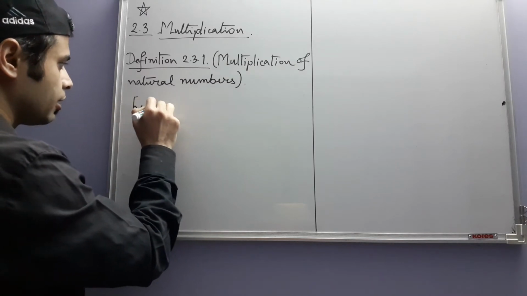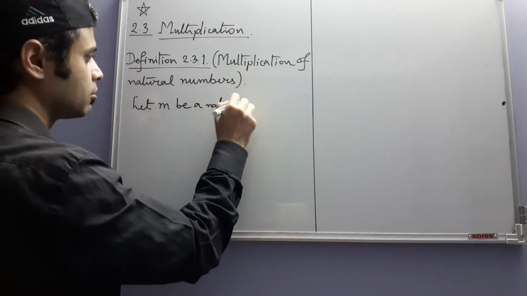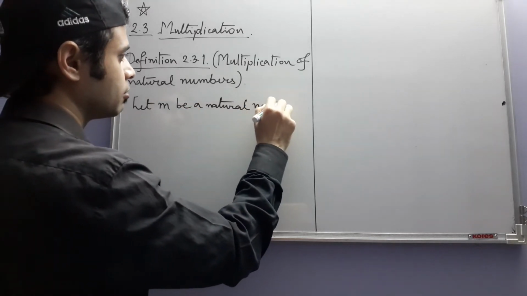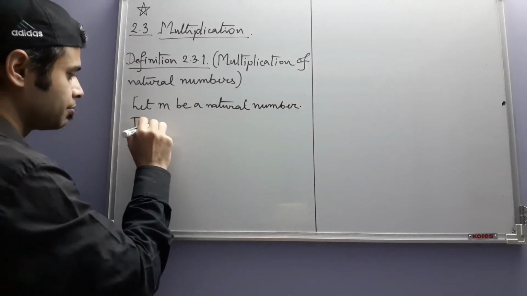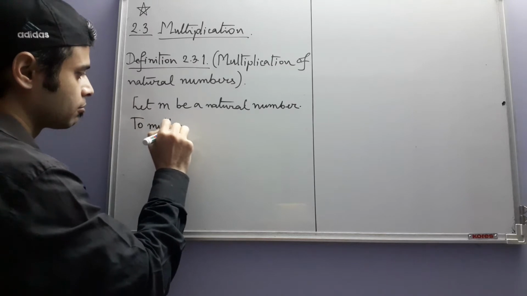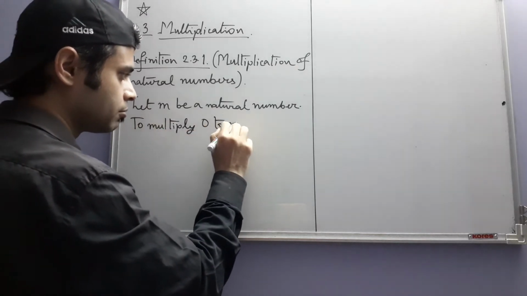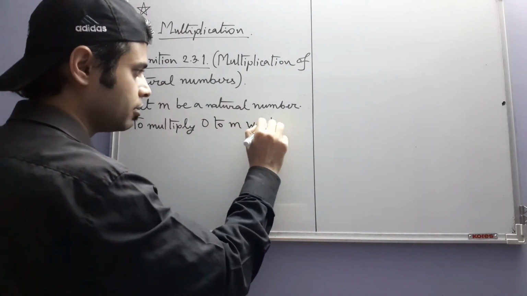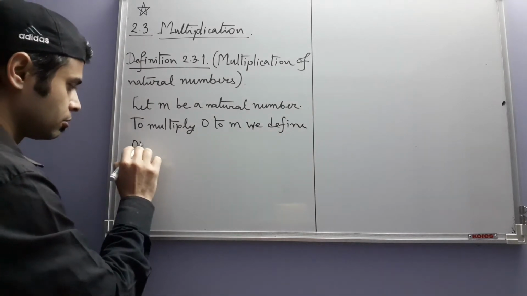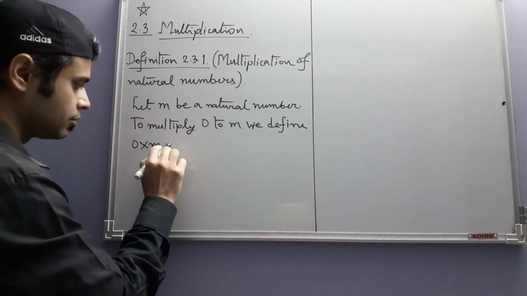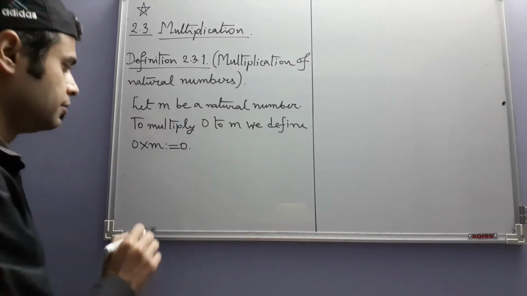Multiplication of natural numbers. Let m be a natural number. To multiply 0 to m, we define 0 times m is 0. Okay.